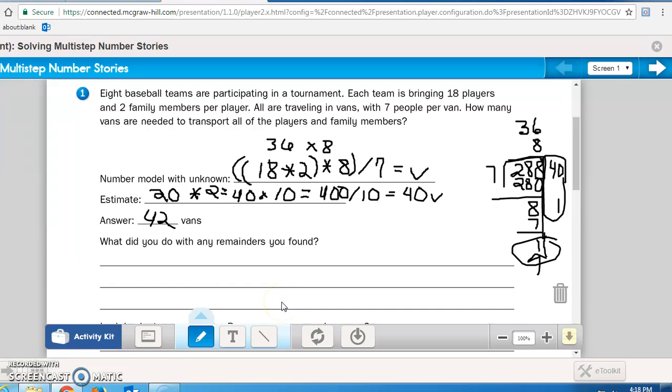This is a continuation for lesson 8-4. So what did I do with any remainders I found? Again, you need to write, well, I had one left over, and you must write this.